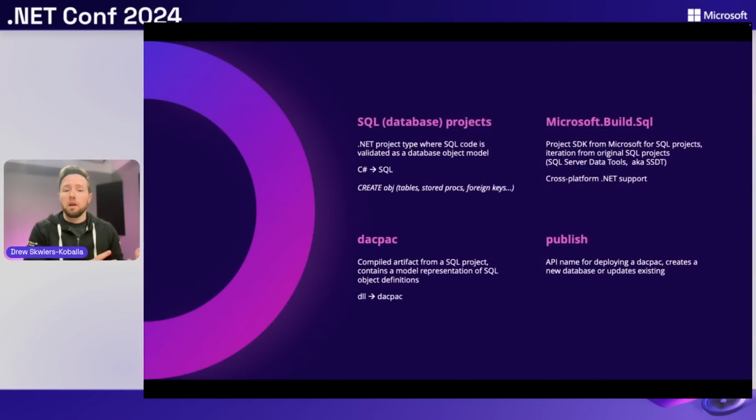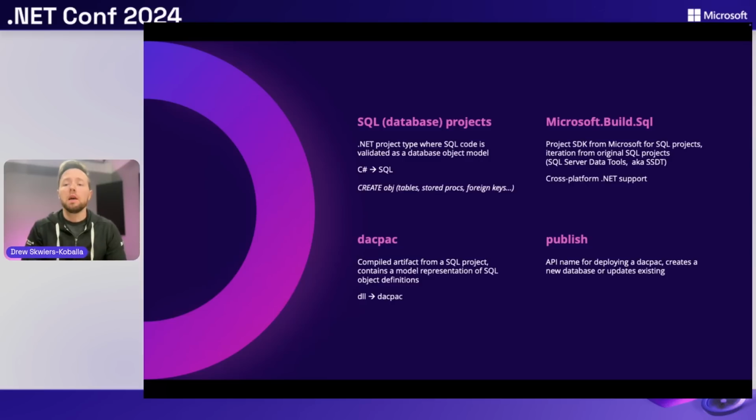With the SQL Projects SDK, we now have a .NET project type where the SQL code, your objects, are validated as different objects. So you could have a table and a stored procedure and then foreign keys between tables. So think of this instead of writing C# that declares classes within a namespace, you're defining the tables and the stored procedures and all those other objects within a single database. So you're working within the unit of a database.